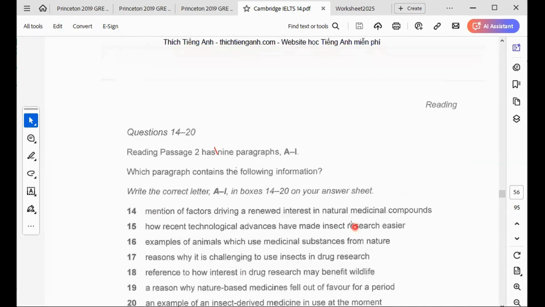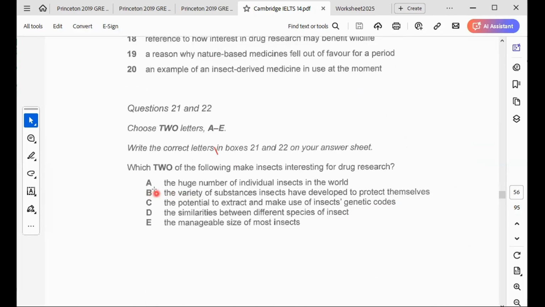This thing is taking too much time, so I'm going to pick B and C. I don't know. A looks correct, but I can't pick more than 2. I'm going to pick B and C.